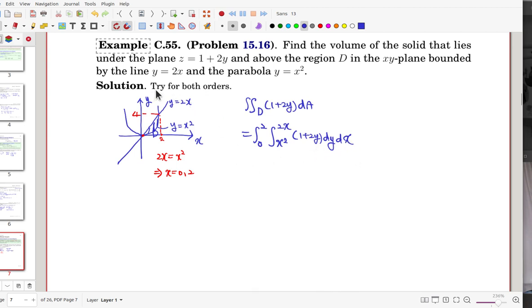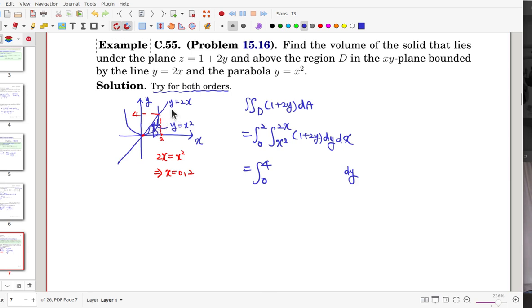Now, here it is asking to try for both orders. Okay, let's consider the other order, which means that y is the outer integral. Then y is moving from 0 to 4, and there must be dy. Okay, for each y, now x is moving from here to there. There's bottom x, top x.